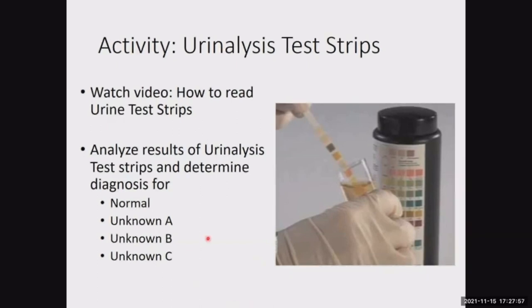Then we've got 4 samples for you to work with: 1 normal sample and 3 unknown samples that you need to analyze. Take a look at the colors on the test strip in relationship to the standards that are present. Then, based on what's available in the lab handout, come up with a possible diagnosis for the individual that provided the unknown sample of urine.